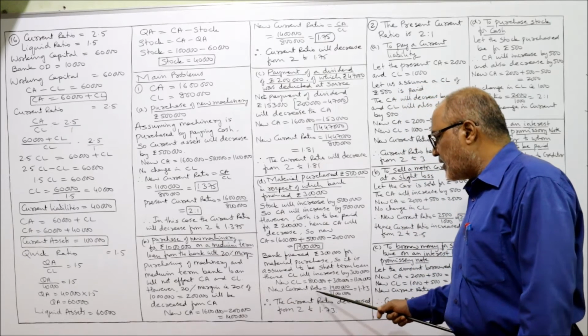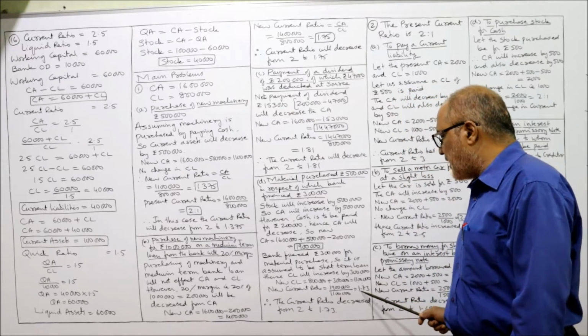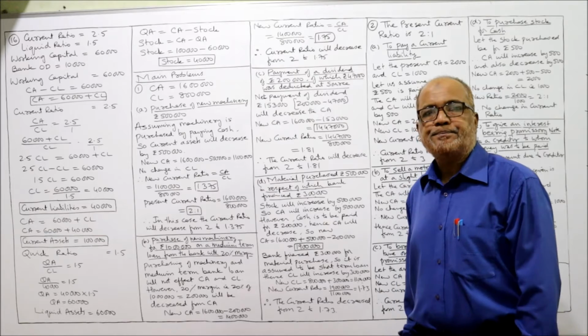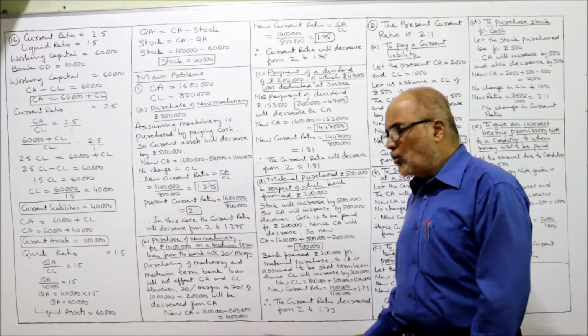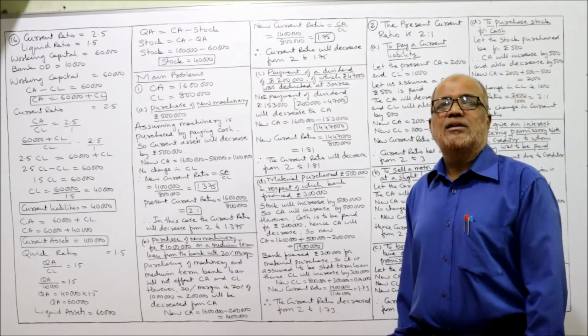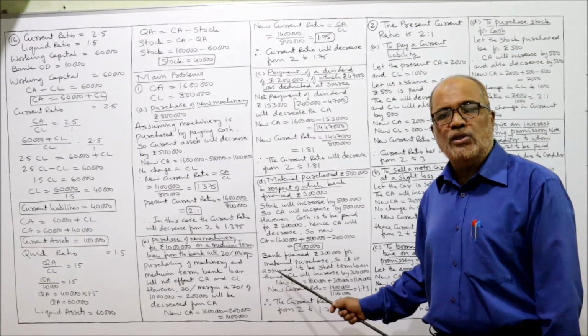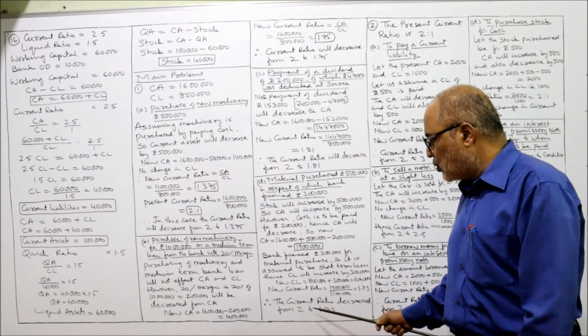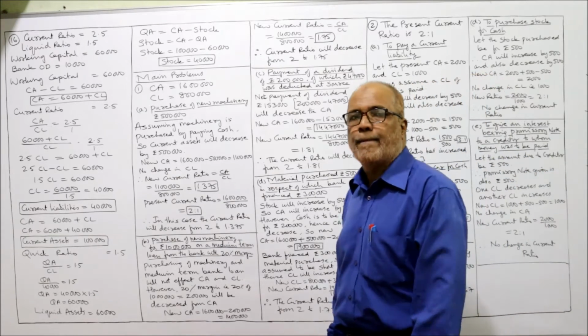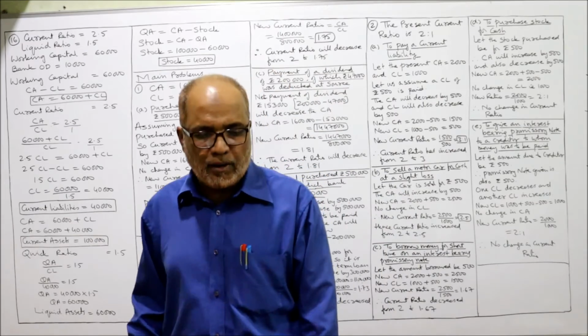So what is the new current ratio? 19 lakh by 11 lakh, 1.73. So again, present current ratio is 2:1. New current ratio is 1.73. So we can conclude, due to this transaction, our current ratio has decreased from 2 to 1.73. That's all. So this is the end of problem number 1.